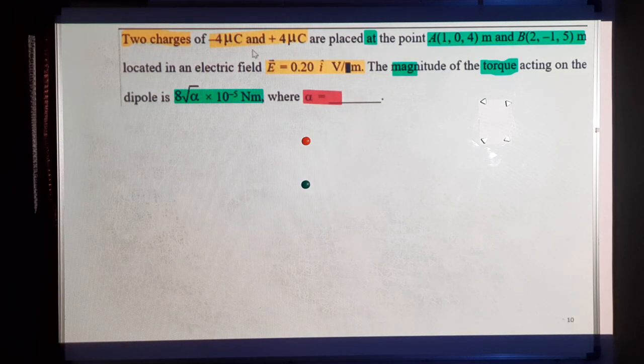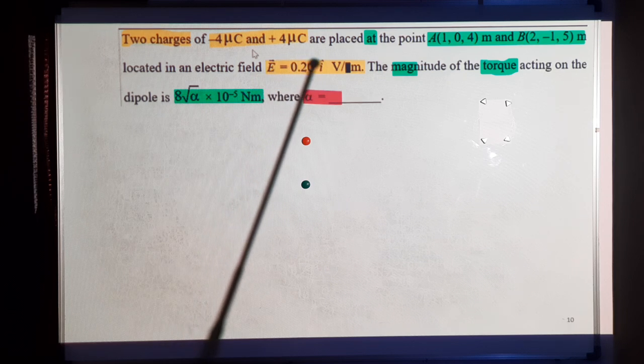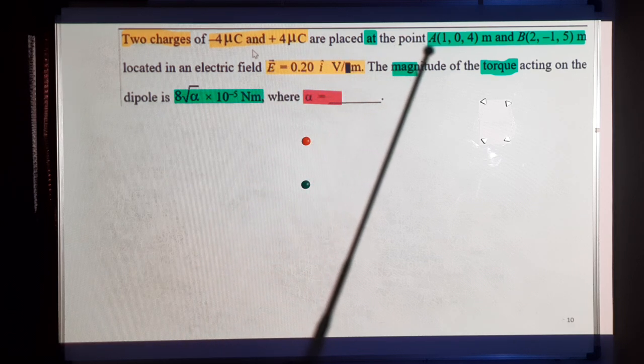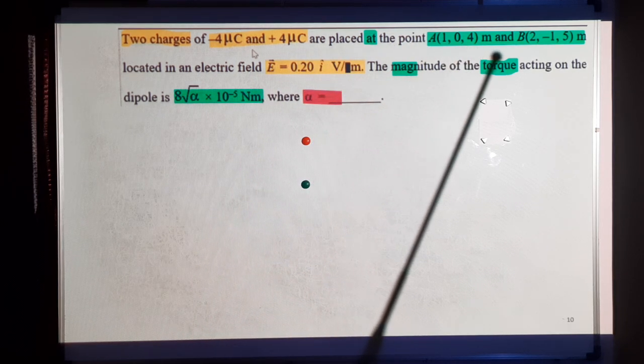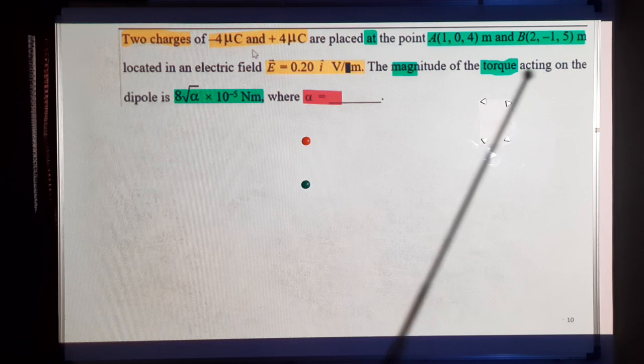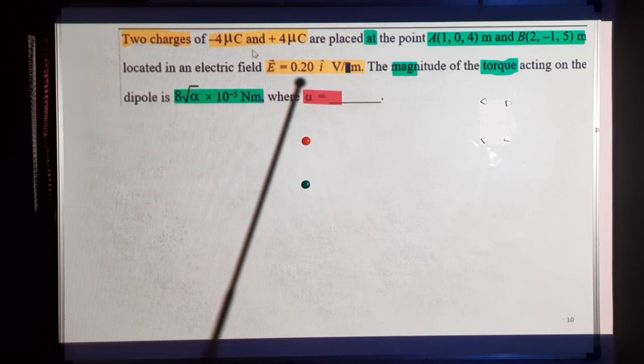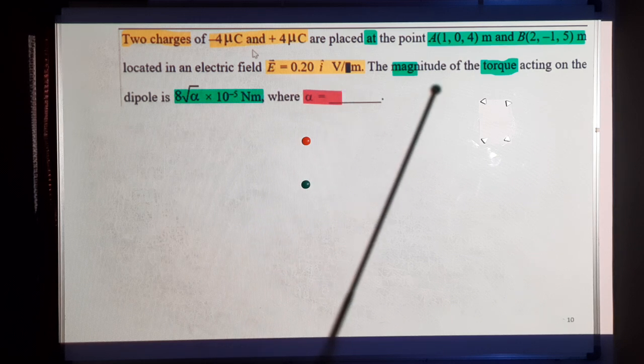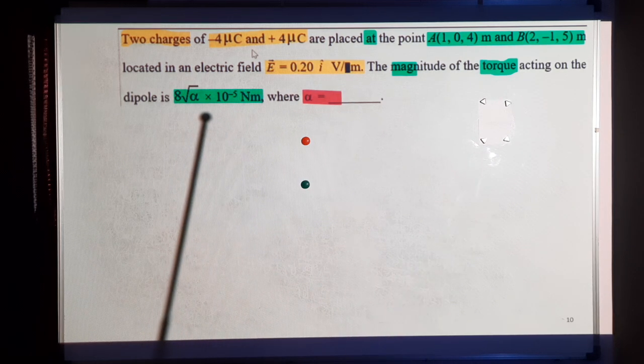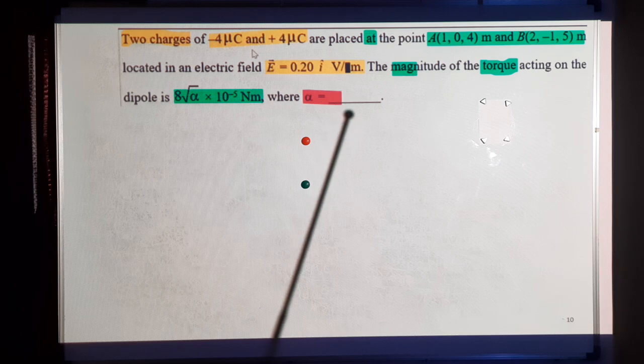Next question. Two charges, minus 4 microcoulomb and plus 4 microcoulomb, are placed at points A and B, located in an electric field E equal to 0.2 i cap volt per meter. The magnitude of the torque acting on the dipole is this much, where alpha is.